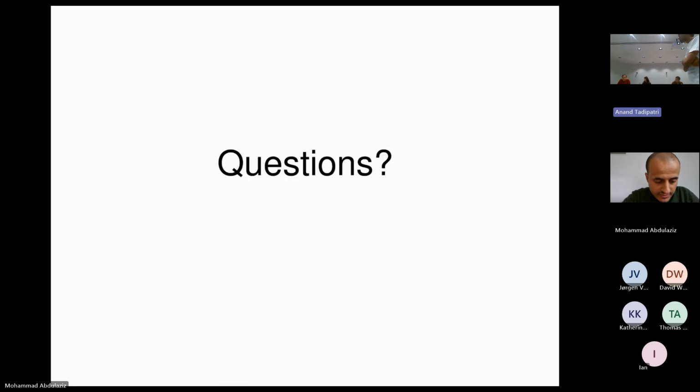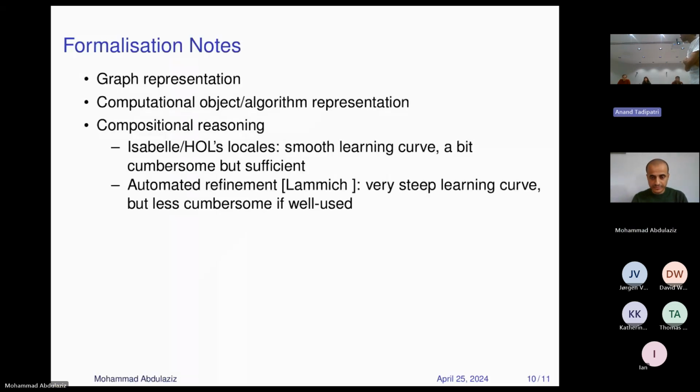Just on the last slide, you were comparing locales and automated refinement. Could you expand on what automated refinement means in this context?